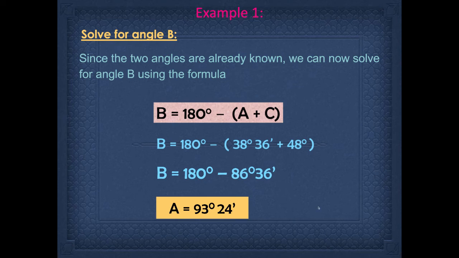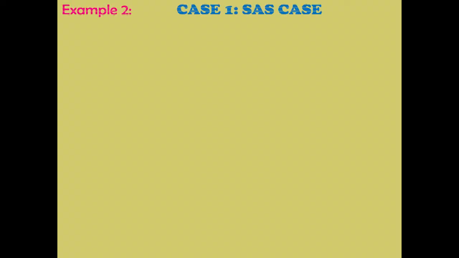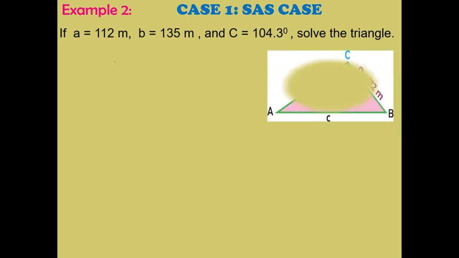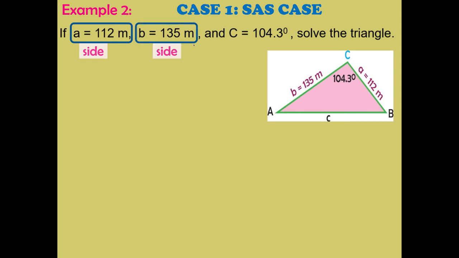Now let's have another example falling under case 1, the SAS case. If A equals 112 meters, B equals 135 meters, and C equals 104.3 degrees, solve the triangle. So here the given are side A, another side B, and angle C.